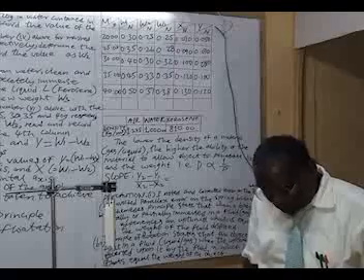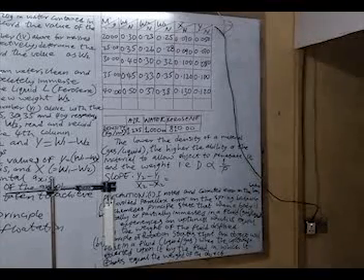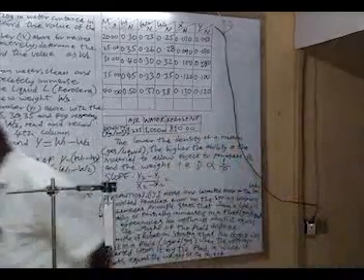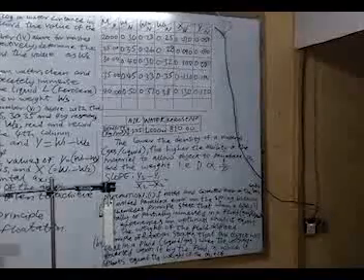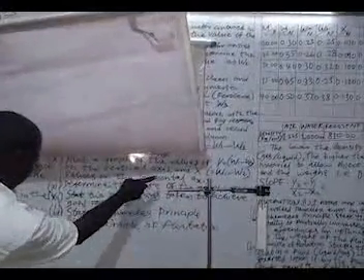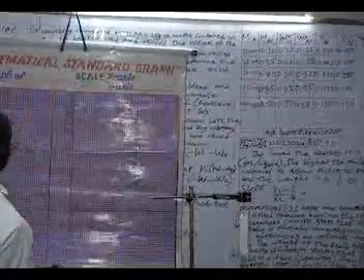Now, you can now plot the graph. They are directed to plot the graph of Y on the vertical axis and X on the horizontal axis.